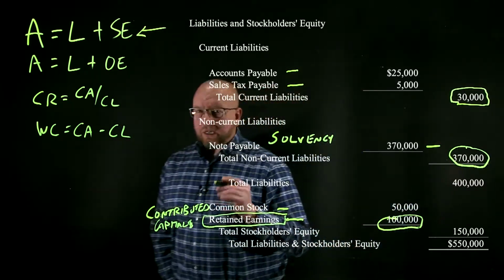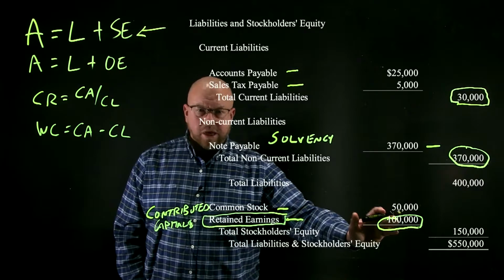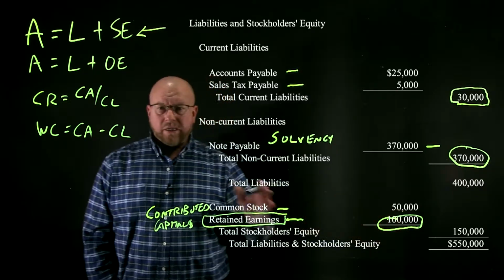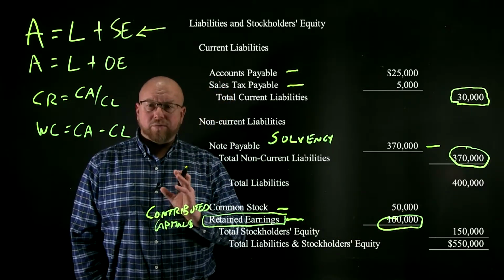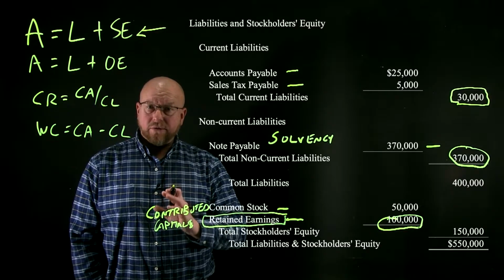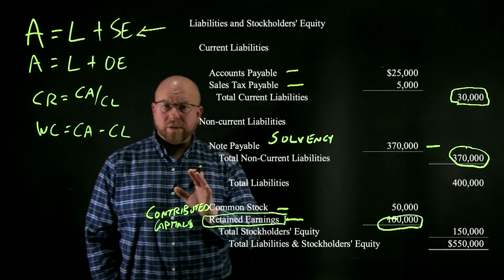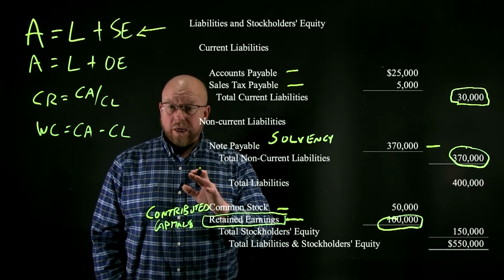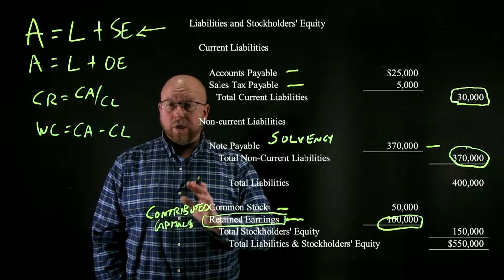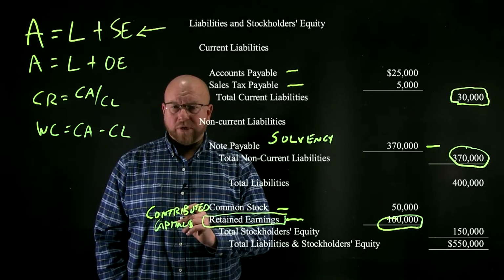So what we're seeing in this case, the company has $100,000 of retained earnings. That means that's $100,000 of profit over the life of the company, since its inception. $100,000 of profit generated and not taken out as dividends by the owners of the company.